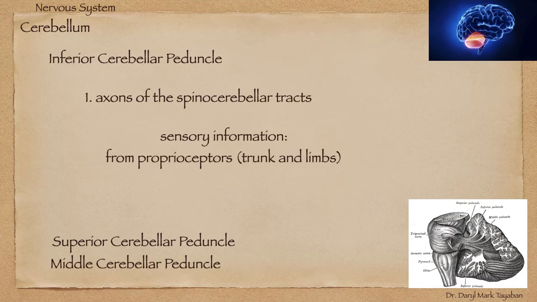Okay, then the inferior cerebellar peduncle consists of five. So the first one is the axons of the spinocerebellar tract. Remember, take note of this so that you won't be confused. When we say spinocerebellar tract, it came from the spine, then it goes to the cerebellar area. So that's how they named the tract. It actually carries sensory information into the cerebellum from the proprioceptors in the trunk and limb.